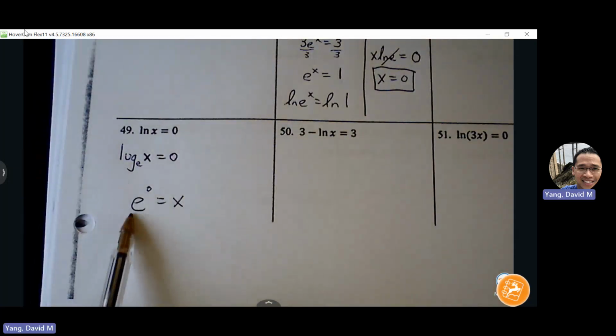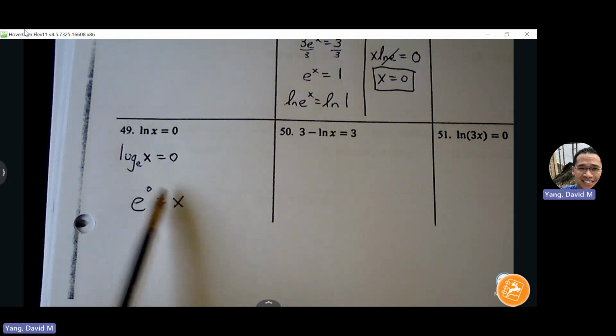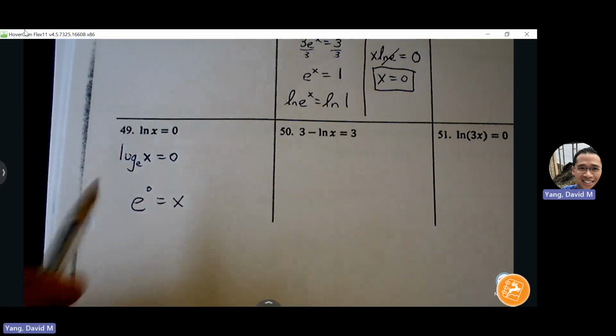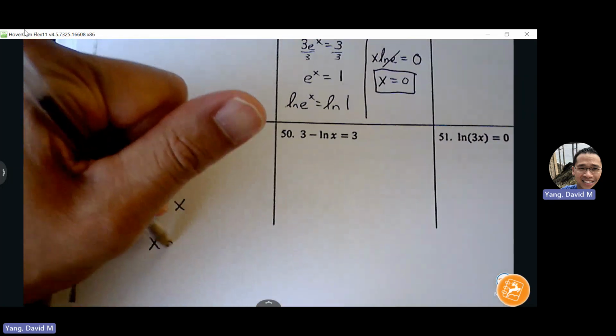Okay, so if we know e to the 0 is equal to x, that makes it easier to solve because we know what e to the 0 is. Anything raised to the 0 power is 1, so x is equal to 1.